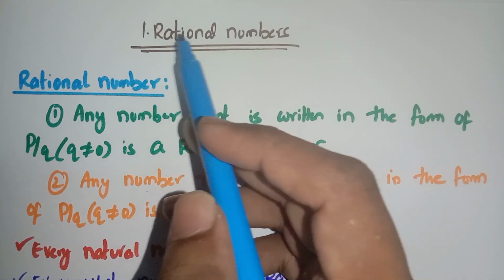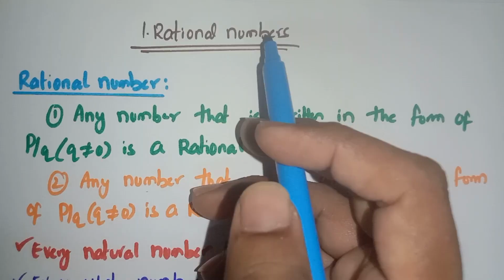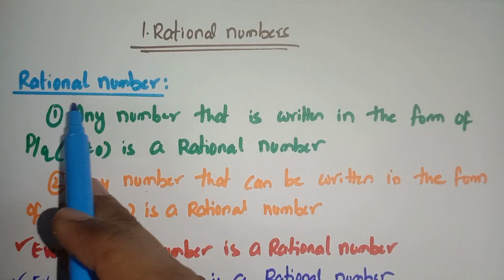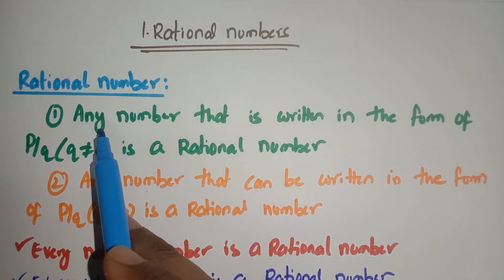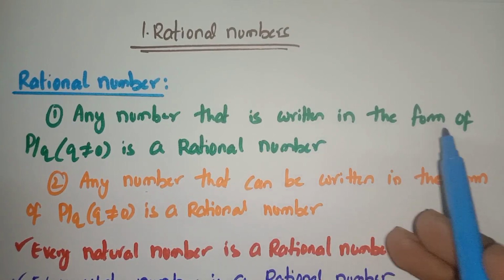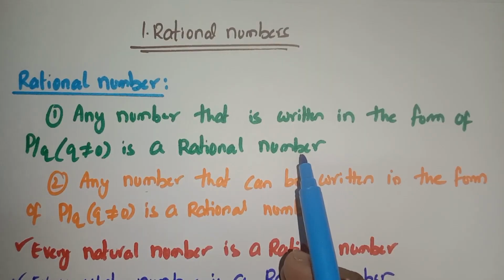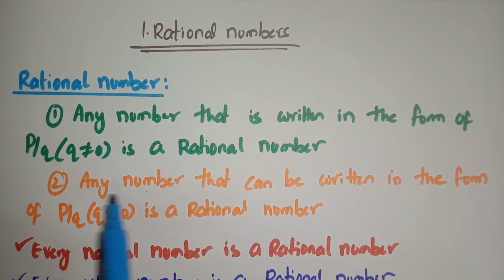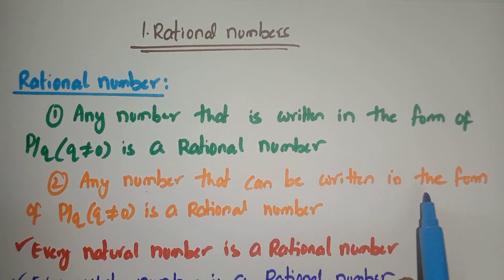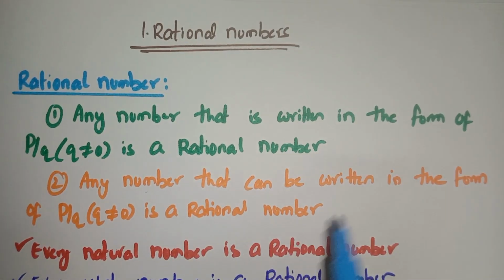Today we are going to start rational numbers. So, what is a rational number? Any number that is written in the form of p by q, where q is not equal to 0, is a rational number. Or any number that can be written in the form of p by q, where q is not equal to 0, is a rational number.